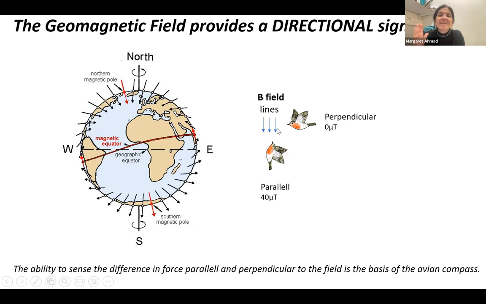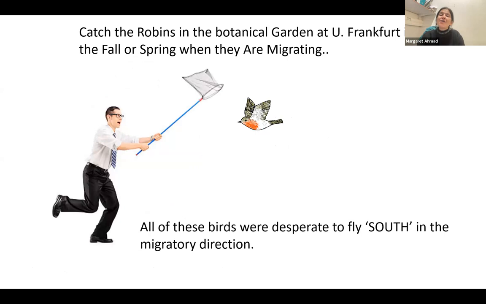You actually have to be, so the bird that's underneath the arrows there, you actually have to be head on to the magnetic field lines in order to perceive the force. If you are, as the bird on the right is, perpendicular, you actually will not perceive anything at all. So this is a very unique feature of the magnetic field, which makes magnetoreception so different from every other type of reception. Next slide. So the question goes, how do you study this property in birds?